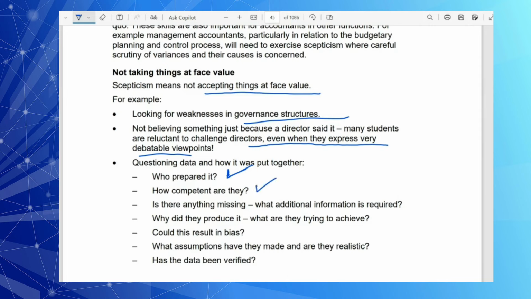Is there anything missing, and what additional information is required? You have seen in previous learnings a lot of questions mentioning that the auditor was a junior auditor. So whether you rely on that information. Why did they produce it? What are they trying to achieve? Could this result in bias? What assumptions did they make, and are they realistic assumptions? Has the data been verified?